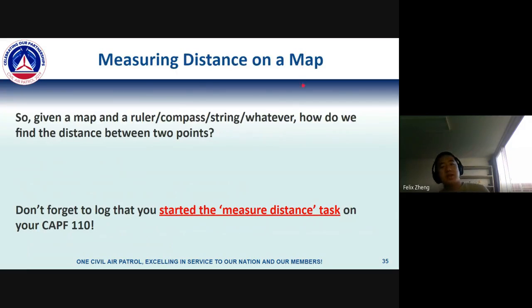All right, so now we're going to start the next task, which is measuring distance on a map. So here's another log entry that you've got to make. We started the measure distance task at 6:35 for me, 7:35 for some of y'all, and on the East Coast, 8:35. The objective of this task is, given a map and a ruler, compass, string, whatever, how do you find the distance between 2 points on a map?